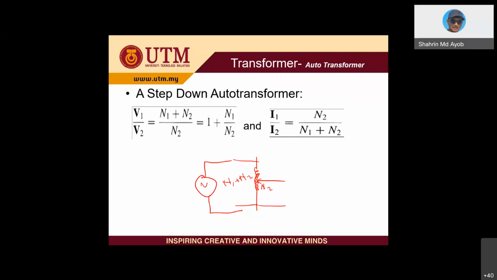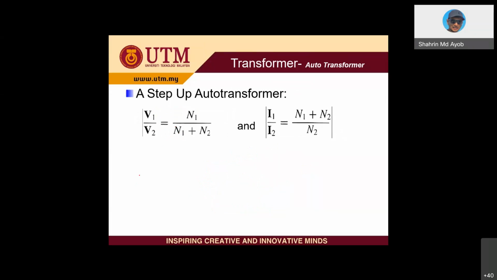For example, N1 plus N2 is called 100%, and N2 is maybe 20% of the total range here. It depends on whether it is a step down or step up transformer. For the step down transformer, these are the equations. For the primary side you have the larger portion, while V2 is just V2 over N2, the portion of the total winding. That is the step down auto transformer. For the step up auto transformer, as you can see here, V1 is only a portion of the total coil.